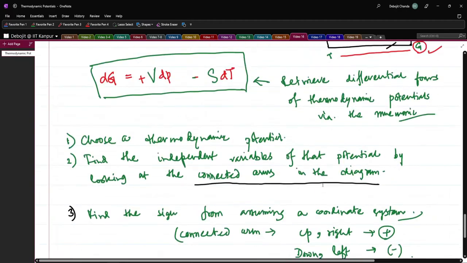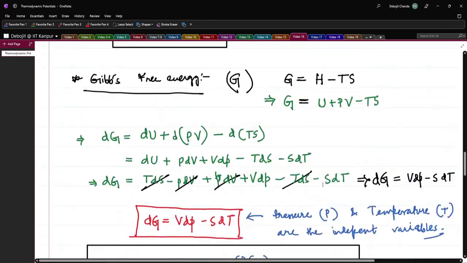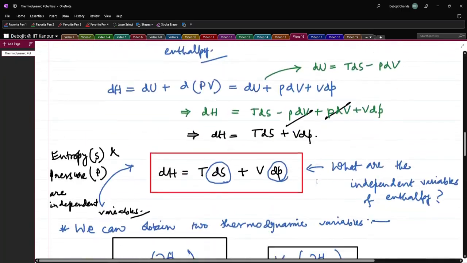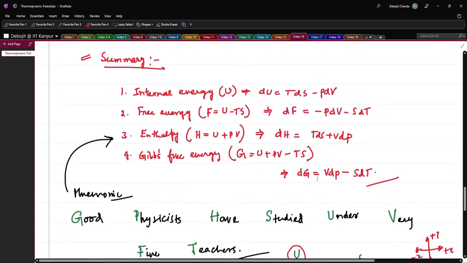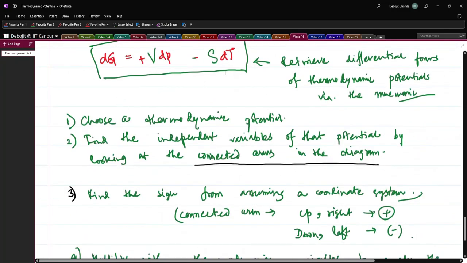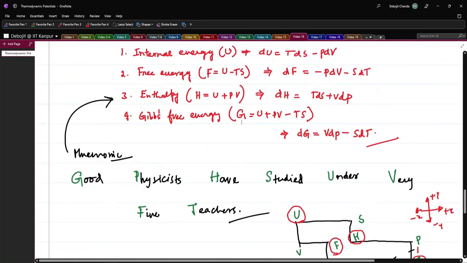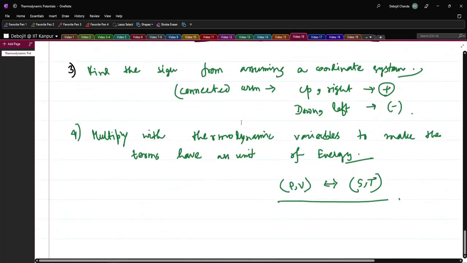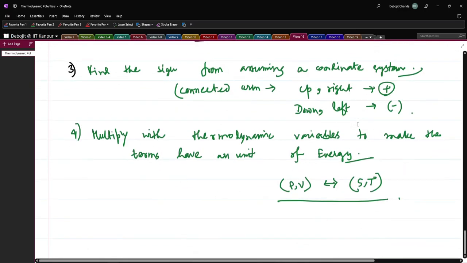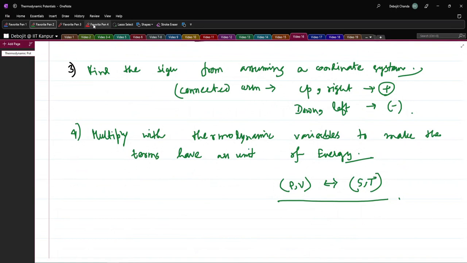So that's all for today's video. I hope you have learned about thermodynamic potentials and how to work with them. And I hope you have remembered this mnemonic and you will be easily able to find the differential equations of these thermodynamic potentials easily. So I have done it for Gibbs free energy. Let me quickly do it for U, F and H also. Then we'll end this video and next we'll learn about Maxwell relations of thermodynamic variables.